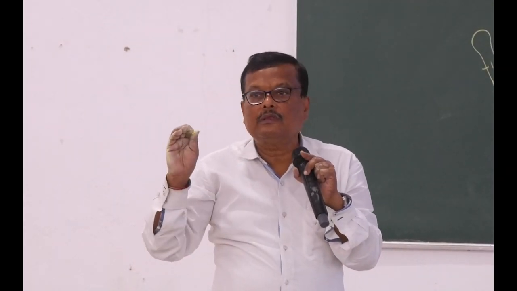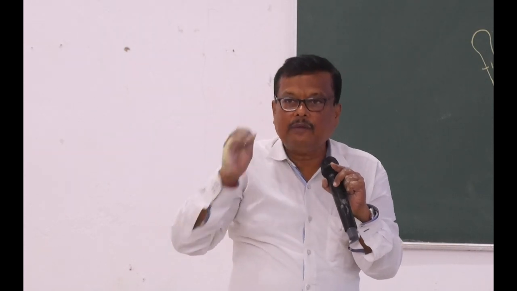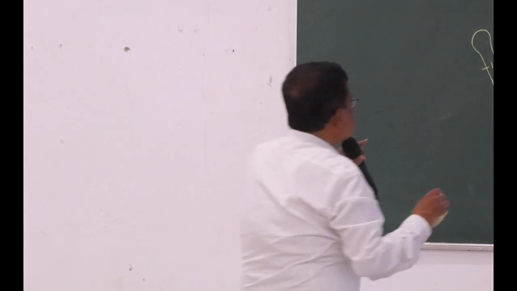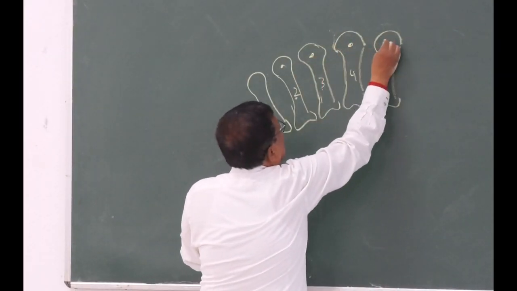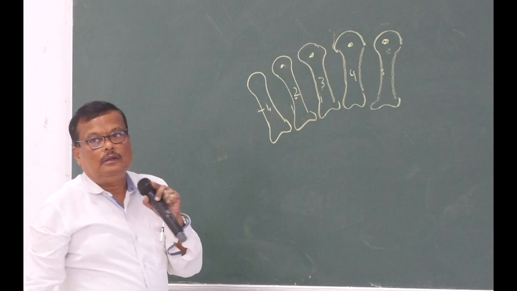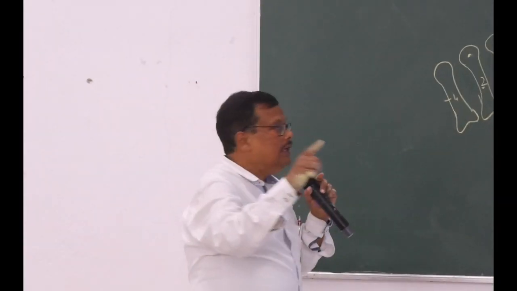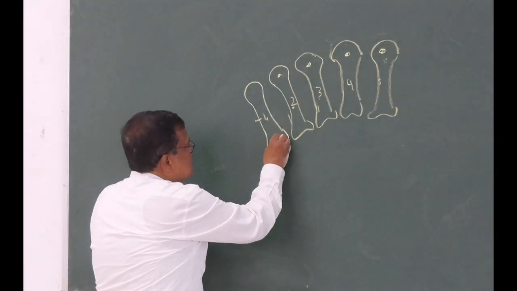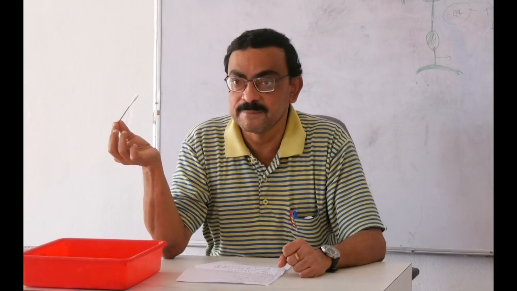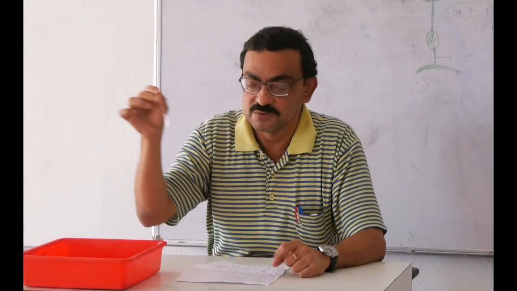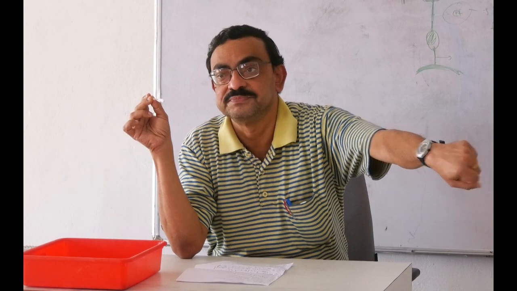But in case of the second to fifth metacarpal bones, the secondary center of ossification appears in the head region of the metacarpals. But what is asked in the exam: only in the first metacarpal bone, the secondary center of ossification appears in the base.